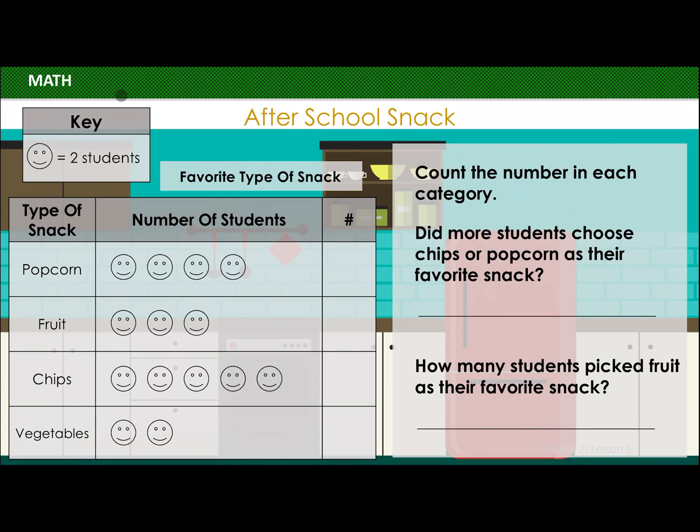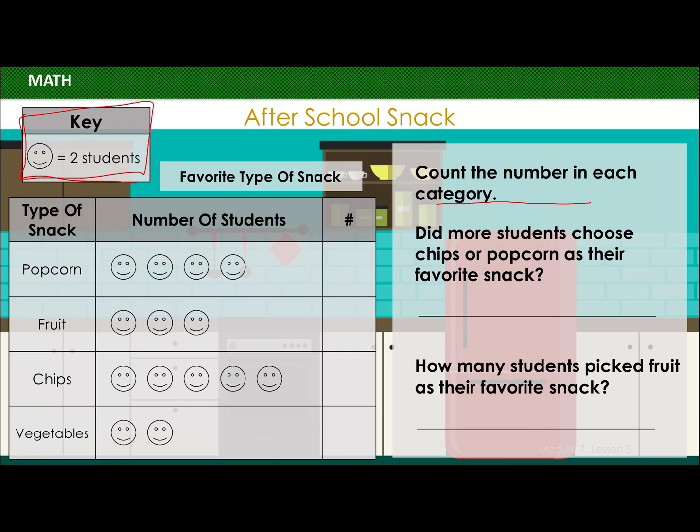After school snack. So I'm going to count the number in each category so I'm able to answer my questions. So first I'm going to count my numbers in each category, but I'm going to check my key over here to make sure what each picture represents. So one smiley face is 2 students, so I know that I need to count by 2s to get my final number in each category.